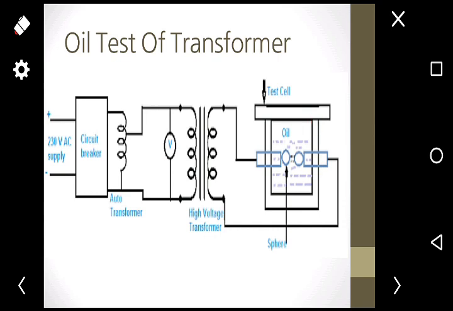Therefore, we can conduct all the tests which are carried out on the transformer.